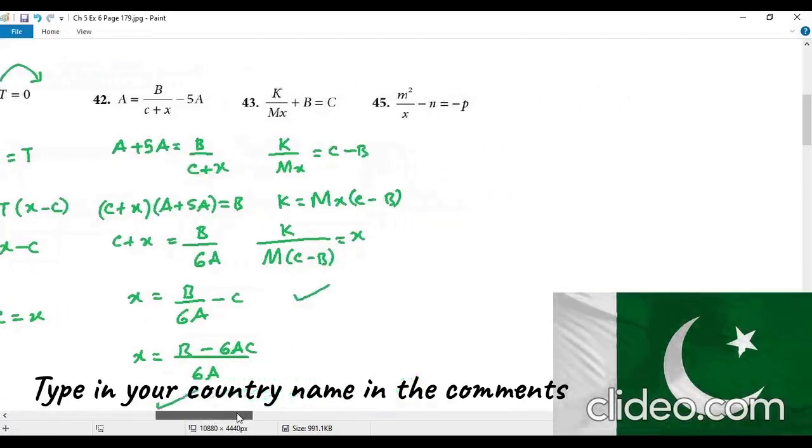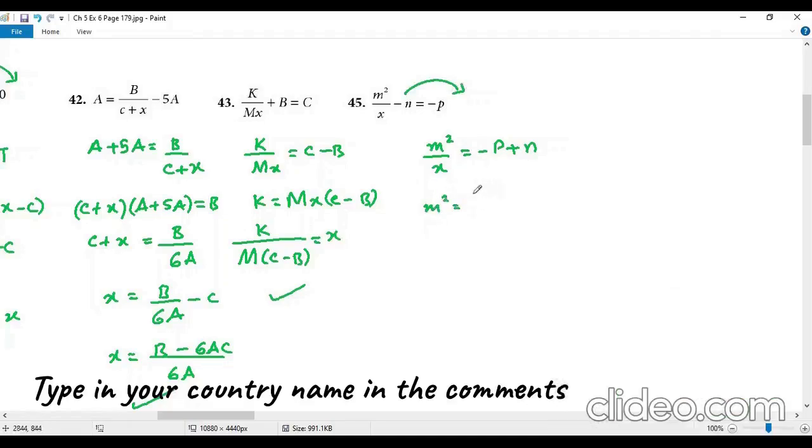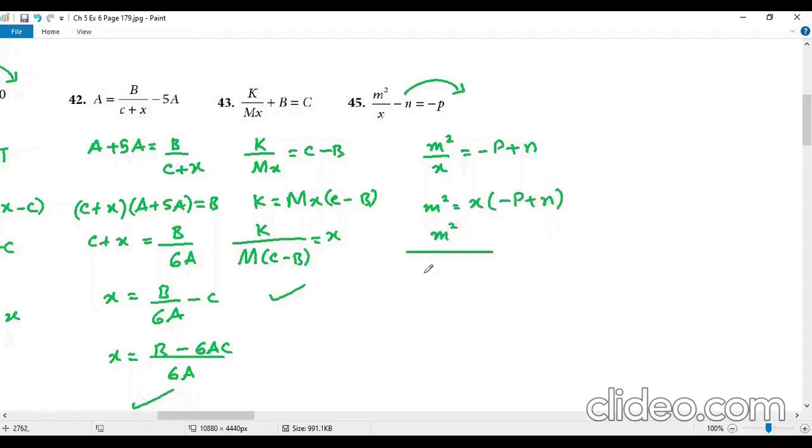The last question of this exercise, it says m square over x equals minus p plus n. I'm taking this minus n on the other side. Now m square equals x multiplied by minus p plus n, and m square is going to be divided by minus p plus n equals x. This is your final answer, and you will get full marks.